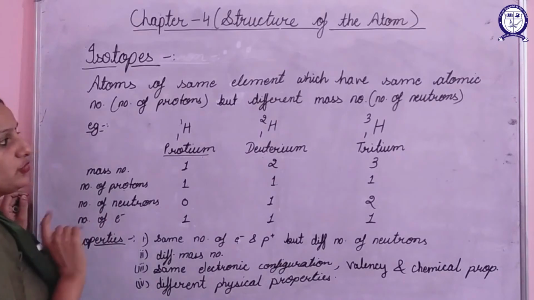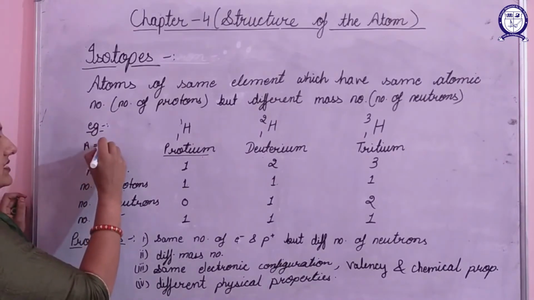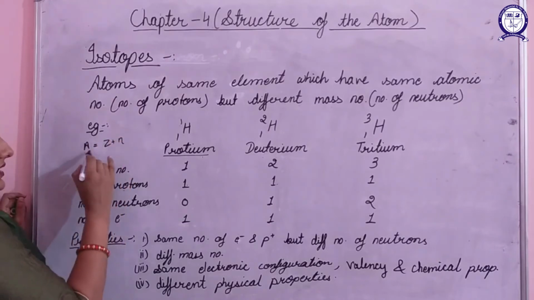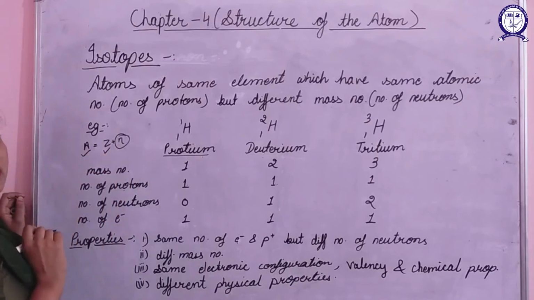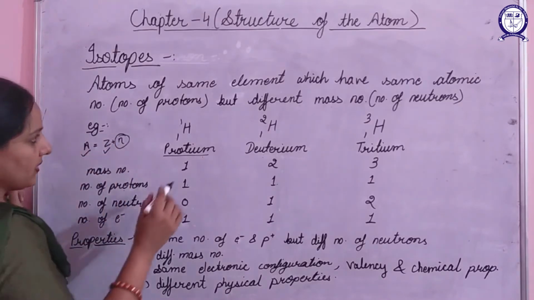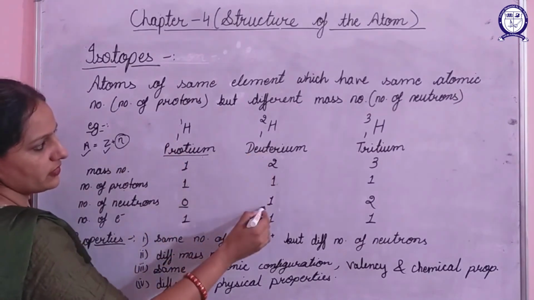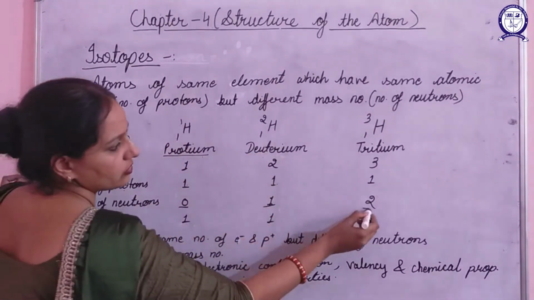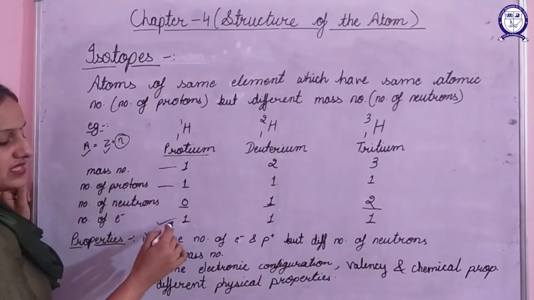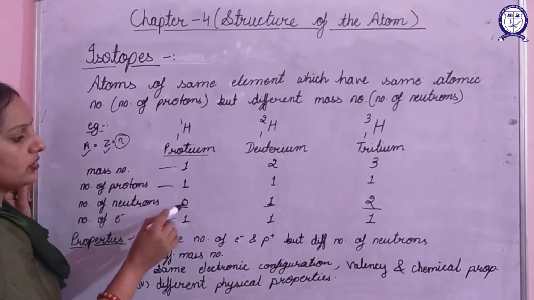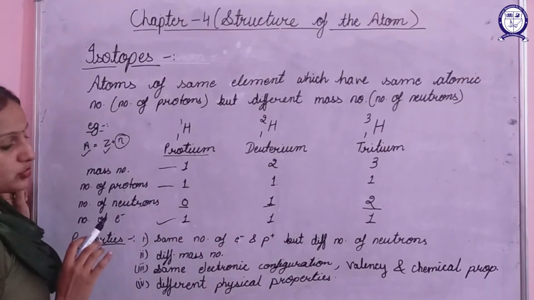Now the number of neutrons. As we have studied in the formula for atomic mass, A is equal to Z plus N. Here the value of A is known to us, Z is known to us, so we can calculate the number of neutrons also. The number of neutrons for protium is 0, for deuterium is 1, and for tritium is 2. That means the other factors remain the same. It is the number of neutrons whose value differs in these three isotopes of hydrogen.